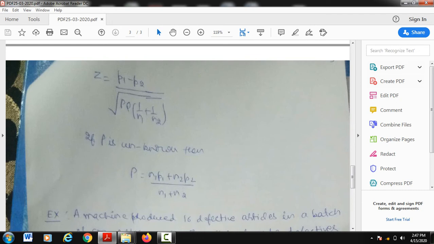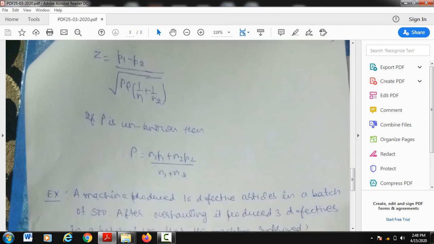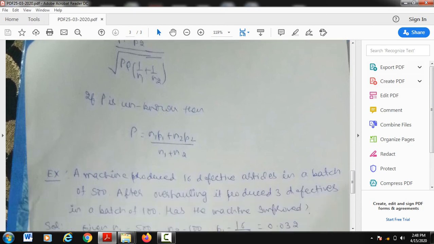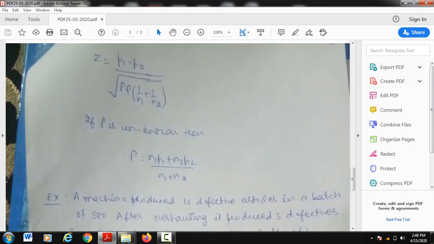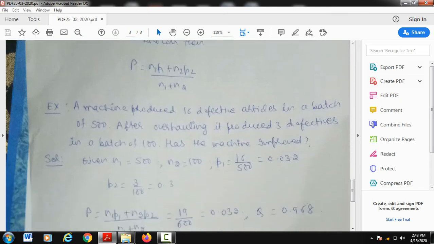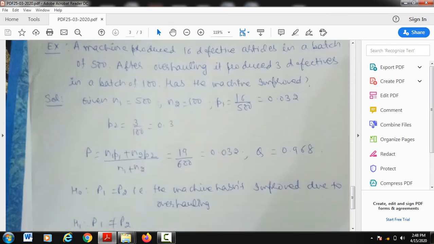If capital P is unknown, then how do we evaluate it? It is n1 p1 plus n2 p2 over n1 plus n2. Okay, clear? Small p1 is the proportion for sample 1, p2 is the proportion for sample 2, and capital P is the population proportion, and capital Q is 1 minus P. Let us illustrate this formula with the help of this example.